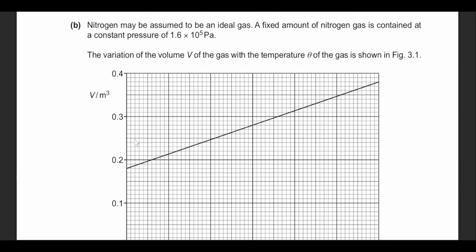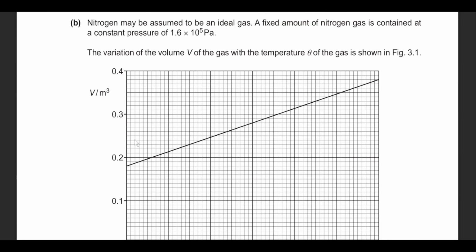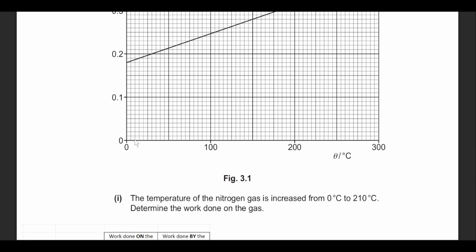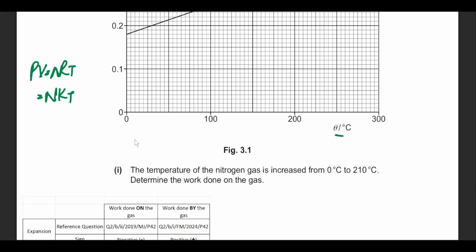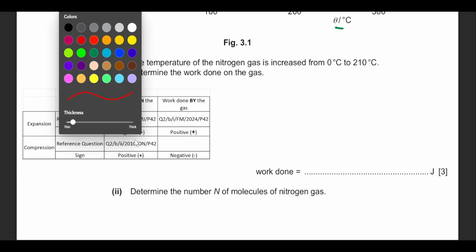Part B, he says that we have a volume of gas, an ideal gas at a constant temperature, of a fixed amount of gas, which means that there's no leaking. The number of moles are exactly the same. The variation of the volume is given to us, and the degree centigrade is also given to us. Most likely this will be PV equals nRT or nKT. But let's see which one this is.